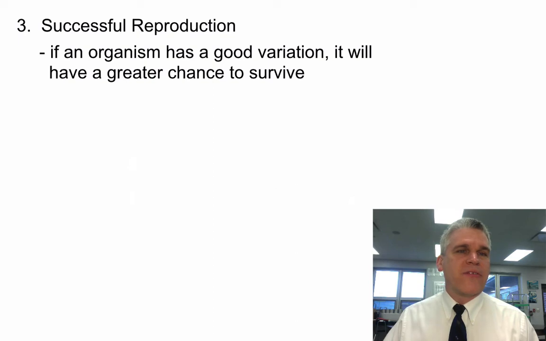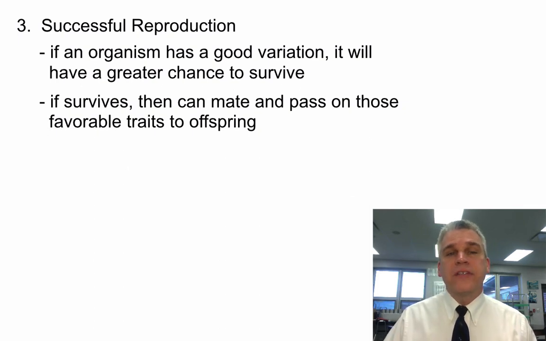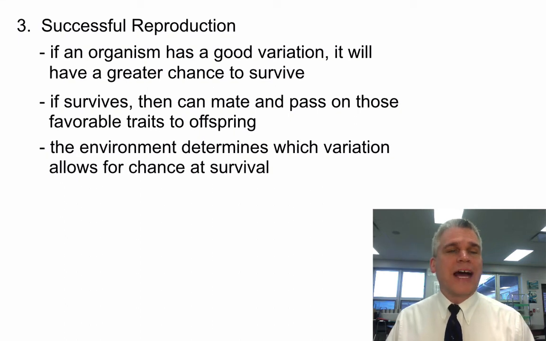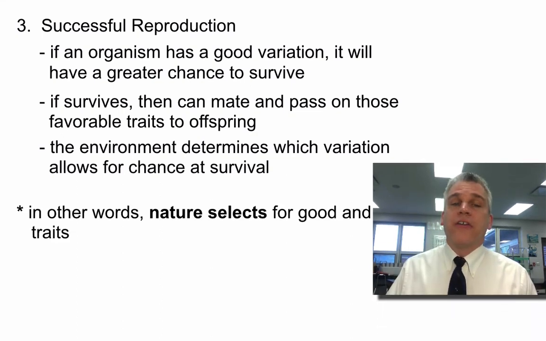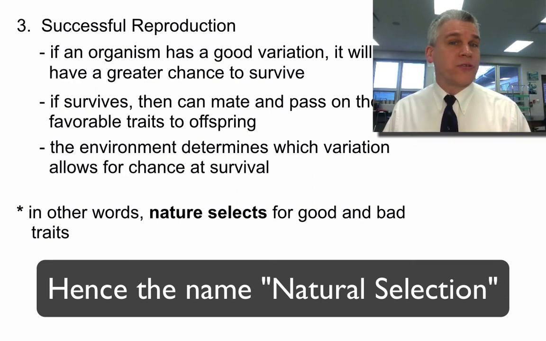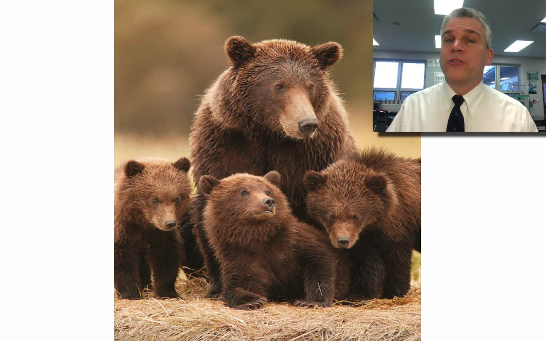Basically what this is saying is that if an organism has a good variation, it will have that greater chance to survive, just like we've been talking about. If it survives, then they can mate and pass those favorable traits on to their offspring. So here's where a little bit of genetics comes in. The environment determines which variation allows for that chance at survival. What might be a good variation in one environment could be a bad variation in another environment. In other words, we can say that nature selects for good and bad traits.